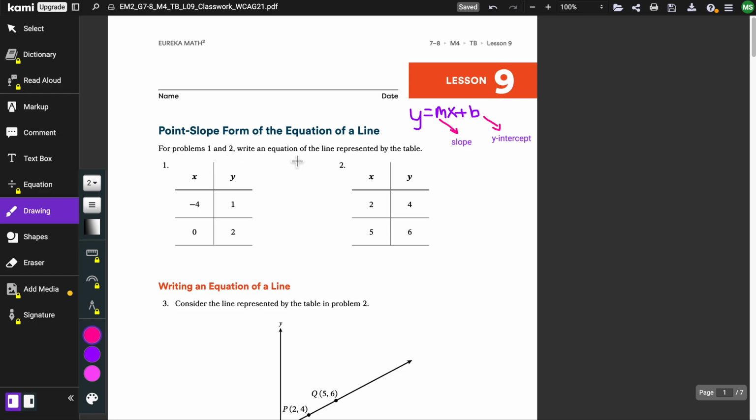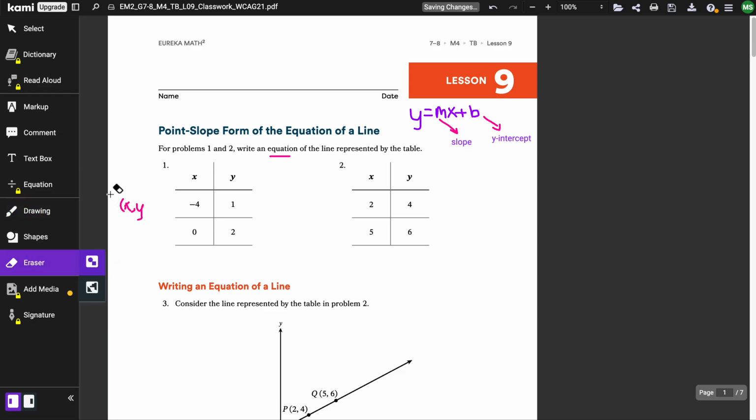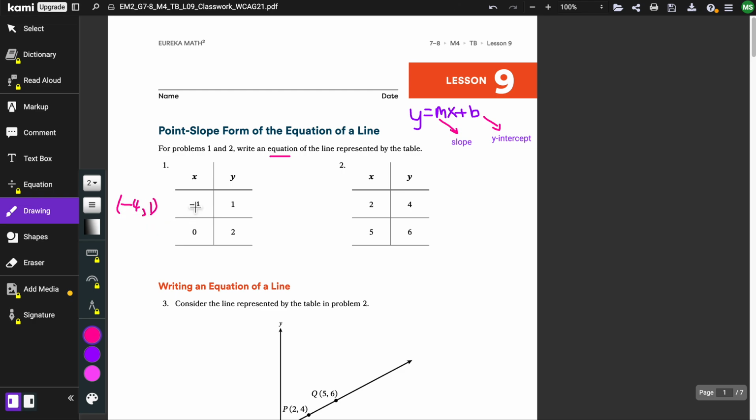So we're being asked to write the equation represented by the points in the table. So then the other day we did the formula for finding slope when given 2 points, right? Here I have an x, -4, and the y that goes with it is 1, right? I have an x and a y point, and down here I have an x of 0 and a y of 2.